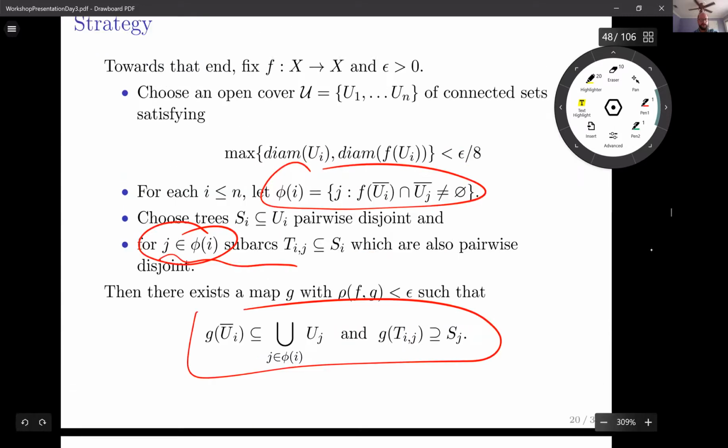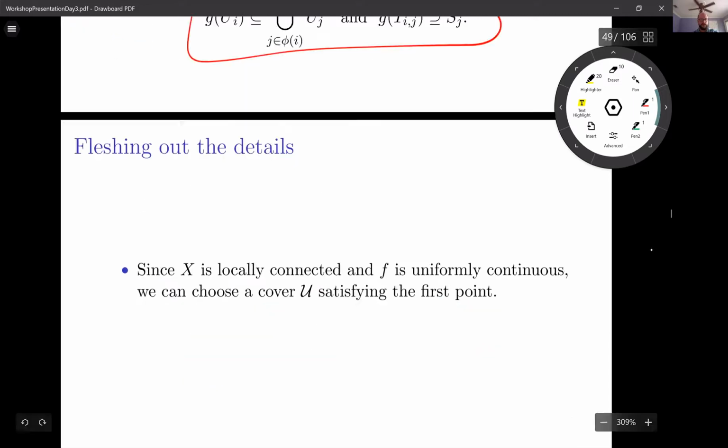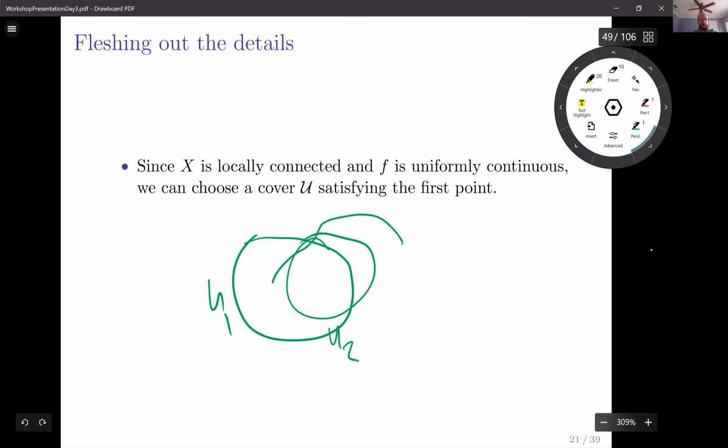In order to make sure that these trees S_I are pairwise disjoint, I need to know that these U_I don't overlap too much. If I have a situation where I have what I call a dumb cover, where here's U2, but then U1 is this, and then U3 is this, then I have no chance of being able to find a tree in U2 that isn't interacting with things in U1 and U3.